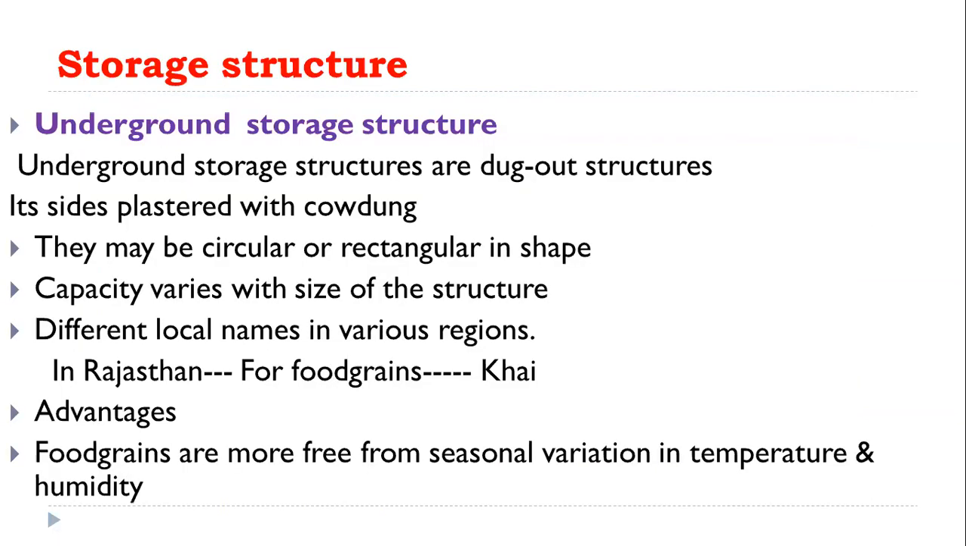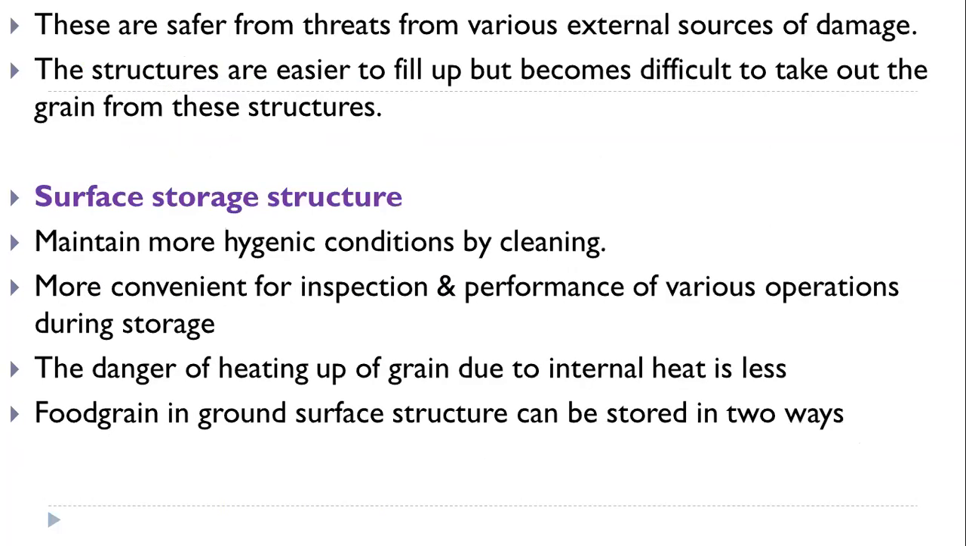Now we see the different storage structures, in that the underground storage structure. Underground storage structures are dugout structures, with sides plastered with cow dung. They may be circular or rectangular in shape. Capacity varies with size of the structure. Different local names are used in various regions, for example, in Rajasthan, for food grains, we can call it a khai. The advantage of underground storage structures is that food grains are more free from seasonal variation in temperature and humidity. These are safer from threats from various external sources of damage. The structures are easier to fill up, but it becomes difficult to take the grain out. So this is a disadvantage of this method.